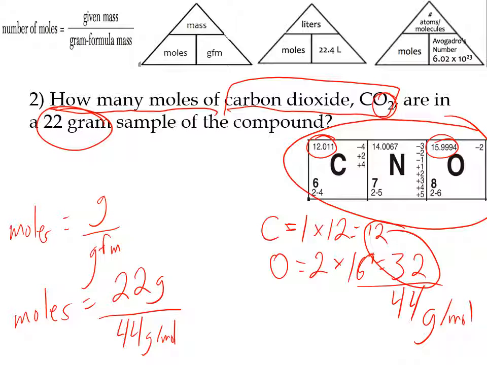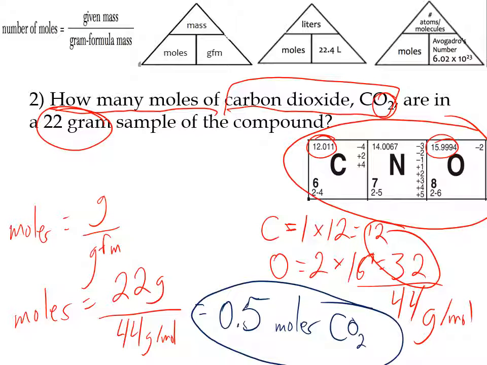I'm going to do 22 divided by 44. And that is going to give me an answer that this much carbon dioxide, if I have 22 grams of it, but 44 grams is a mole, that's only half of what I need to count as 1 mole. So it's going to give me 0.5 moles of CO2.